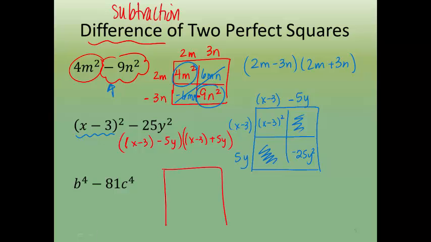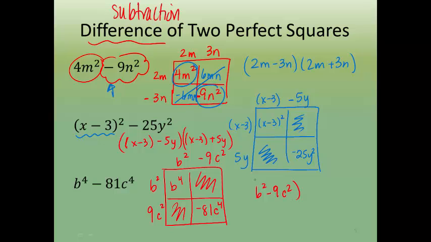So I'm going to start again by building the Punnett square and filling in the first and the last box. b to the fourth and negative 81c to the fourth. Well, in order to make a b to the fourth, using perfect squares would be b squared times b squared. And then I could use negative 9c squared times positive 9c squared. When I do that, as long as I know that this box and this box will cancel to be 0, then I've got my two perfect squares. b squared minus 9c squared times b squared plus 9c squared. The difference of two perfect squares.